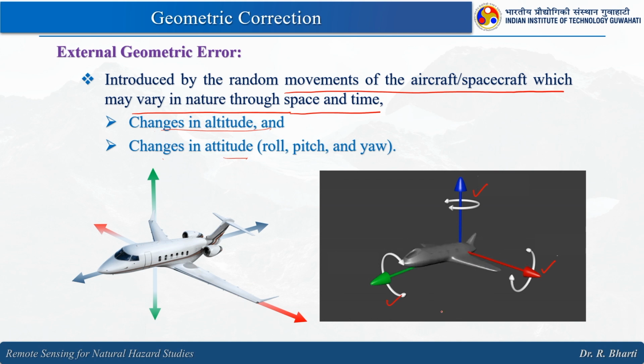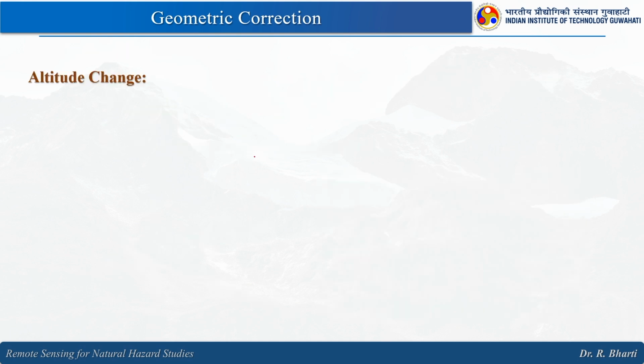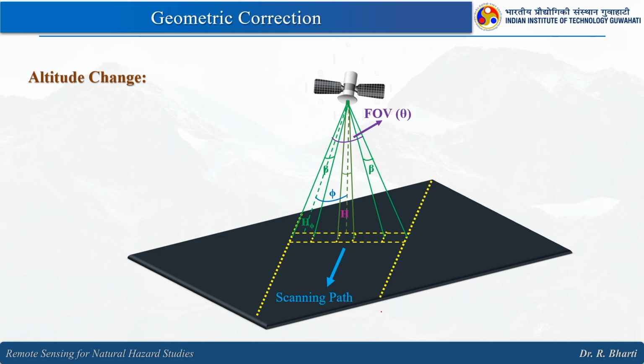This kind of error is more in the airborne survey, because there the flights are manually used, whereas in the spacecraft the orbit is fixed, so there is very little chance of getting any changes in the altitude or attitude, right? So the altitude changes, if you are changing the altitude, what happens?